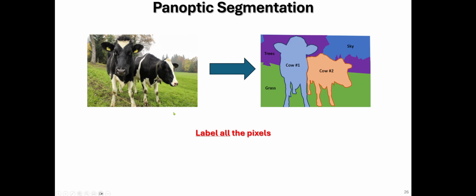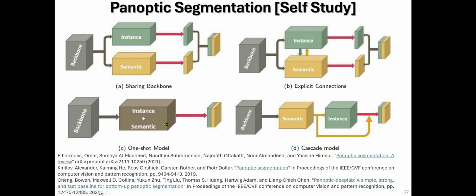Last but not the least, I'm not going to deep dive into this, is panoptic segmentation. It is an idea where you divide everything in the image into its classes. Okay, so you can see that here. Everything in the image is divided here. Label all the pixels, and this can be done in a variety of ways.